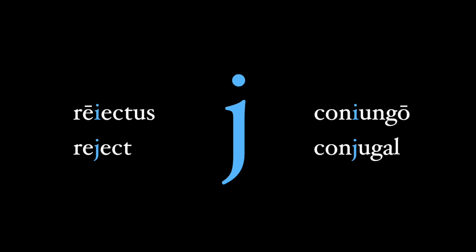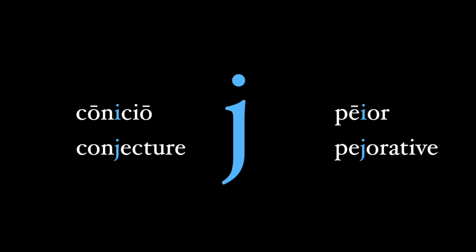An easy way for me to see the consonantal I is to think ahead to English derivatives. The consonantal I often comes into English words derived from Latin ones as a J. So like in reiectus, we get reject from this. The consonantal I becomes the J. Conjugal is related to coniungo or coniunx. The I is a consonant. Conjecture comes from coniicio. Peior gives us pejorative, a great word, and maior gives us major.